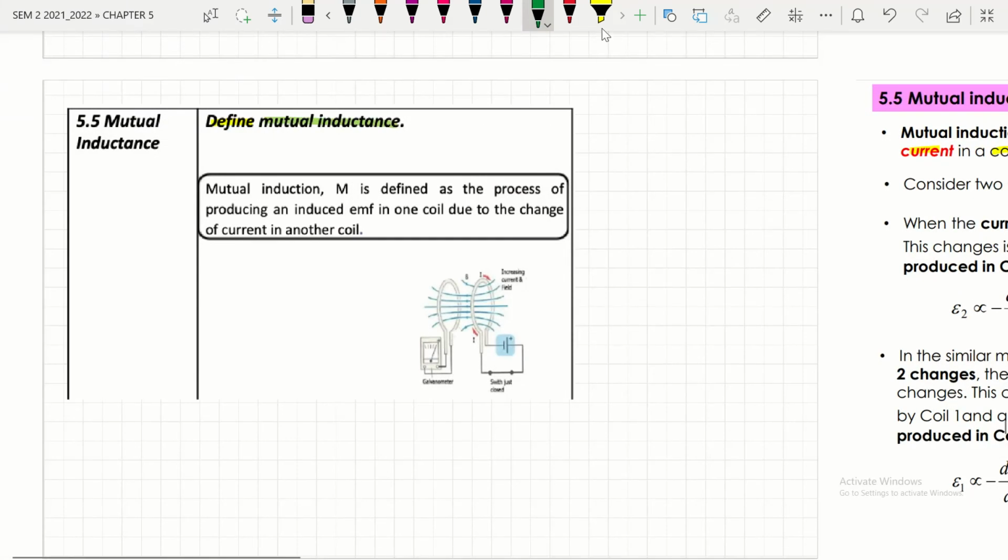So the definition of mutual inductance is the process of producing an induced EMF in one coil due to the change of current in another coil. Contoh, kalau EMF 1, perubahan dia adalah dekat current 2. Kalau EMF 2, perubahan current dia adalah pada coil 1. Okay, that's why. Okay, for example, this is coil 1 and this is coil 2.